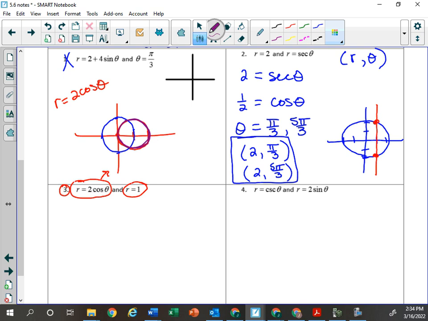So 0 gives me 2. Let's do pi over 2. What do I get? So I've done from here to here so far.